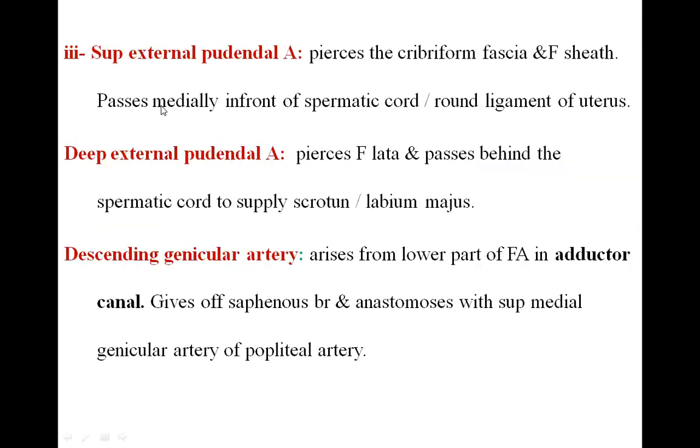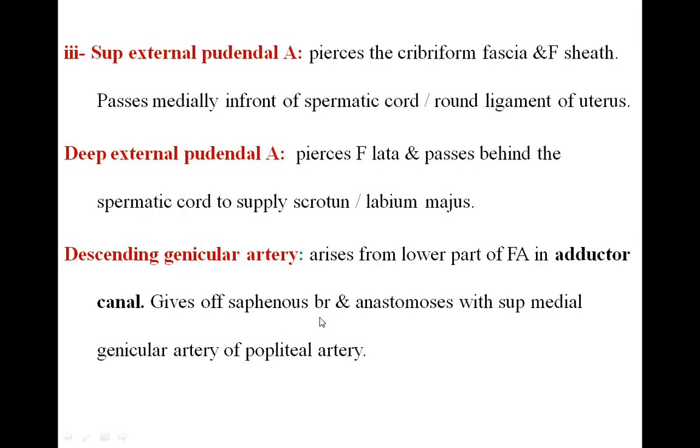Superficial external pudendal artery pierces the cribriform fascia and the femoral sheath. It passes medially in front of the spermatic cord or the round ligament of the uterus. Deep external pudendal artery pierces the fascia lata and passes behind the spermatic cord to supply the scrotum and the labium majus.